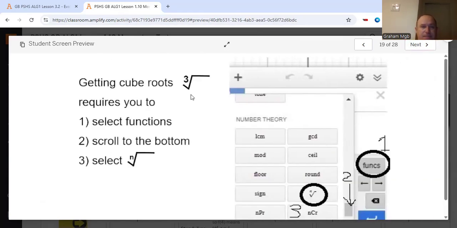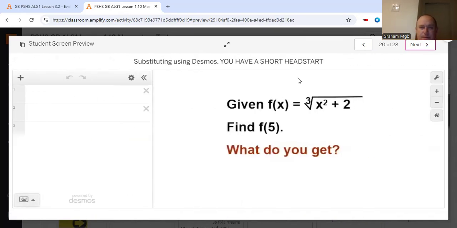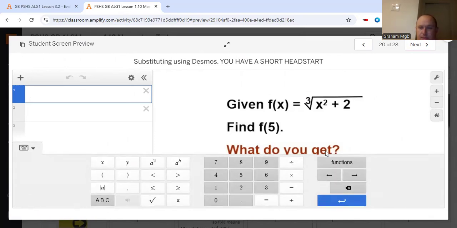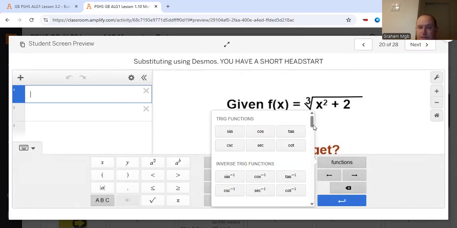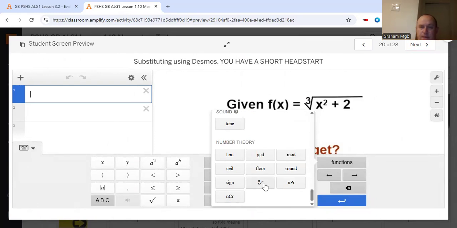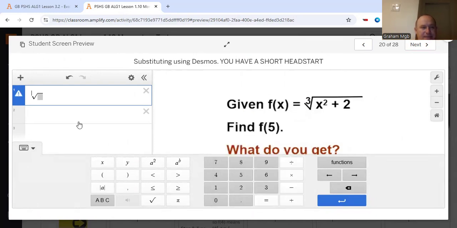To do the cube root, this is not so easy to get to. You have to select functions, scroll to the bottom, and then select this option here. And I'll show you how to do that on the next screen here. So to do cube root, let me open up my calculator. I go to functions. I scroll all the way to the bottom, click on this button here, and then you can see it's going to let me type in a little 3 here. And then I can type in the question.